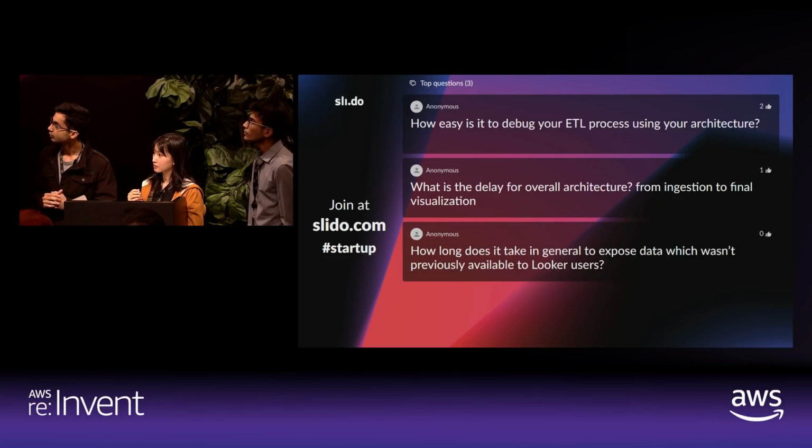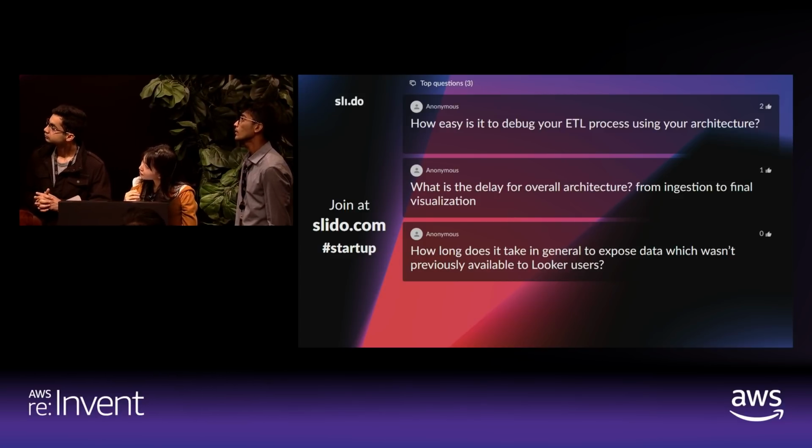So we look at these for different use cases, so we don't want these to collide together. We might be able to make all three. Let's see how quickly we can do this. How easy is it to debug your ETL process using this architecture?